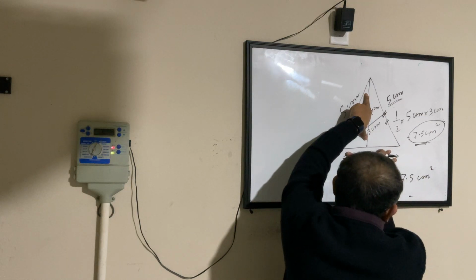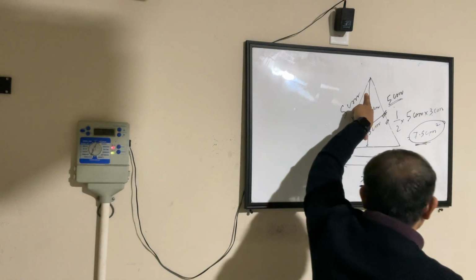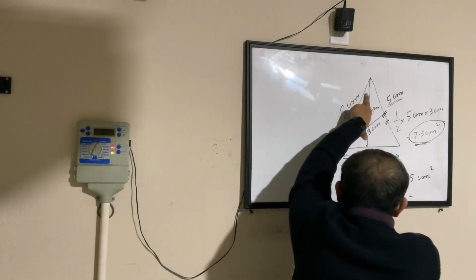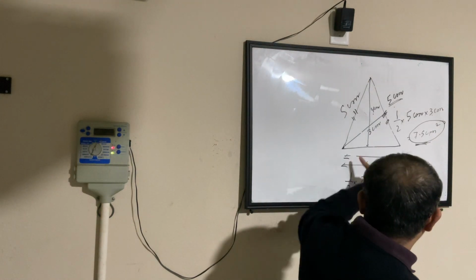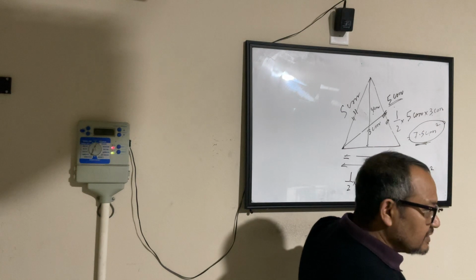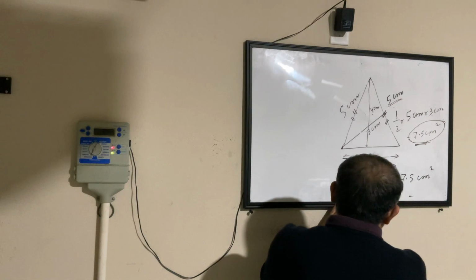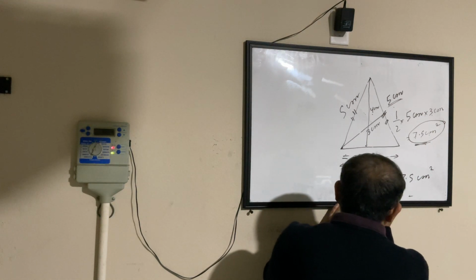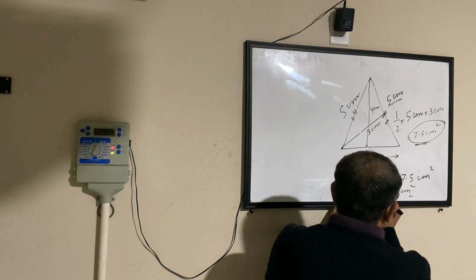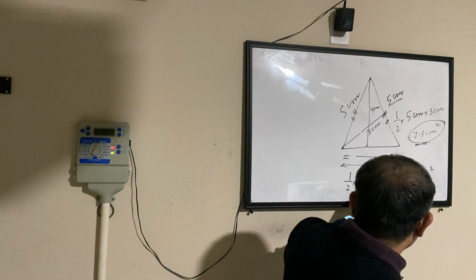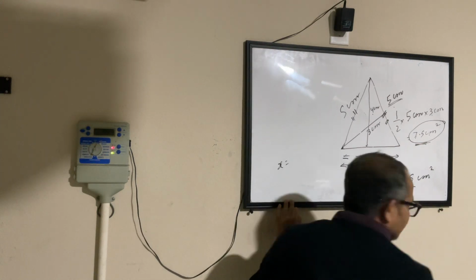So if I don't know the length of the base, I will say this is x. Let's say this is x. We'll find out what is the value of x. x into the height divided by 2 gives me the area. Half into base into this height gives me this area. Okay, this is centimeter. So now this becomes x into 3 by 2 equal to 7.5 centimeters square. That means x will be equal to, this goes here, this comes here.